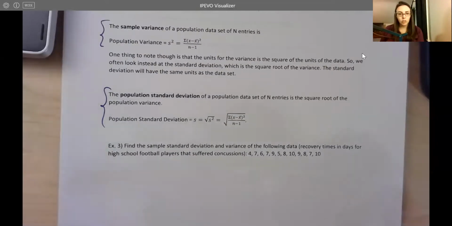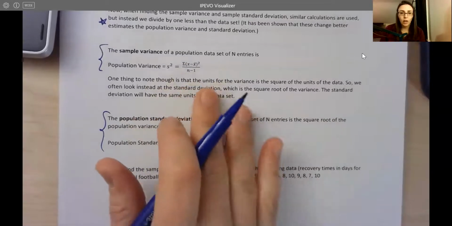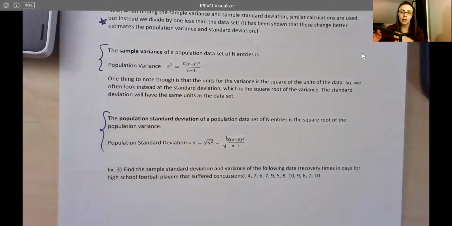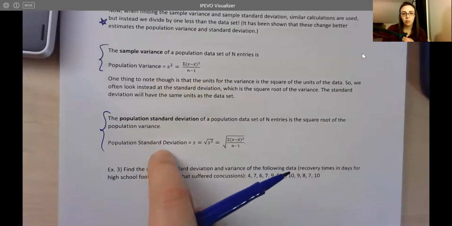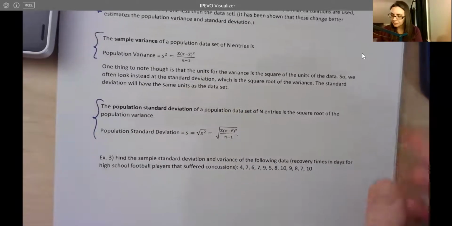Again, you have the same issue: when you square your data, the units get squared as well. If we take the square root at the end, then our units make much more sense. They relate to our exact data. That's why a lot of times you'll see the standard deviation being used instead of the variance. So let's do another example by hand.